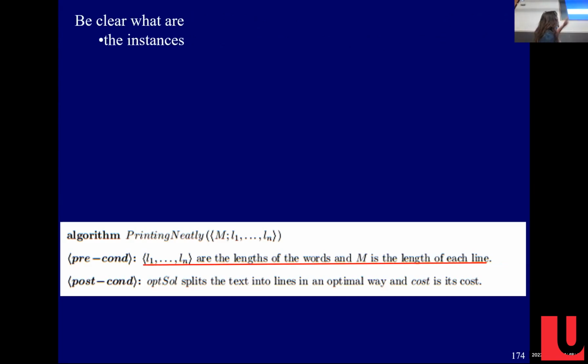All right, so, be clear about what your instance is. An instance tells me the lengths. I have n words. The ith word will have l_i letters in it, right? Because all we care about is how many letters are in it, because all our letters are fixed width. And then the width of the text is the input.